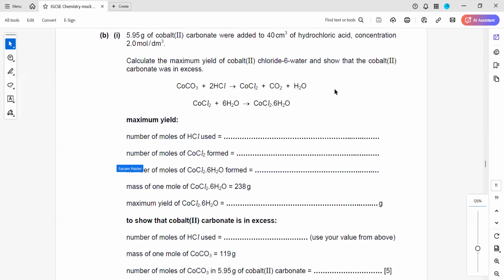The next one is related to the moles concept. First one: 5.95 grams of cobalt(II) carbonate were added to 40 cm cube of hydrochloric acid of concentration 2 mole per dm cube. Calculate the number of moles of HCl. So this is the volume of HCl and this is the concentration of HCl. How to get the moles? Concentration multiplied by volume, we divide 40 by 1000 and then we multiply it by 2.